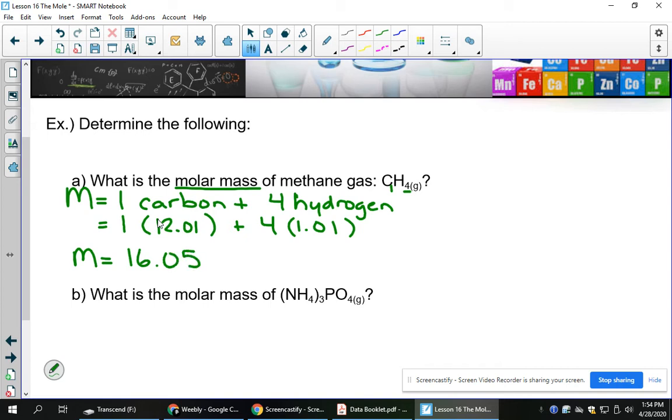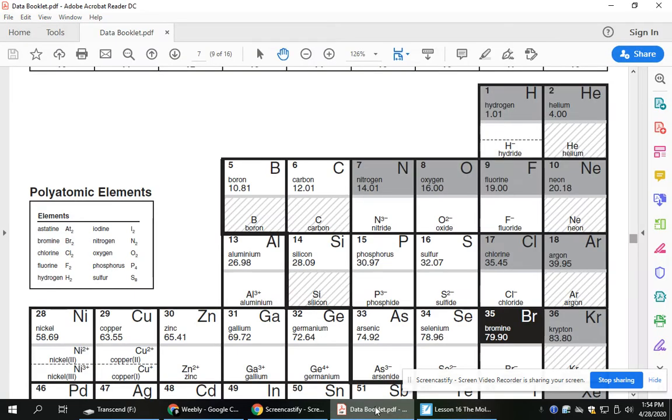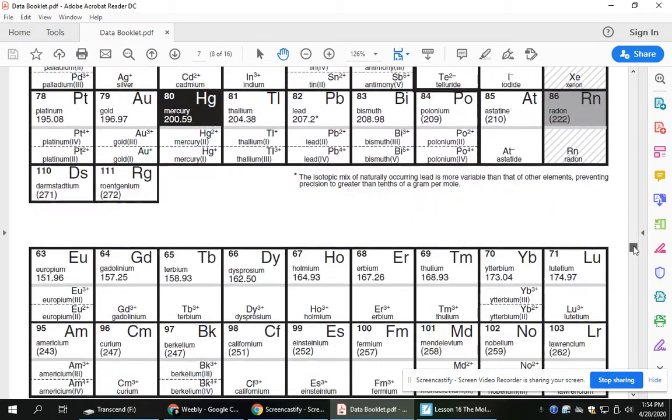Now, if you're wondering what the units are, I can show you that your data booklet has a lot of information for you. Your data booklet will show you exactly what the units are for all the calculations that we're doing today. Go to page 10.